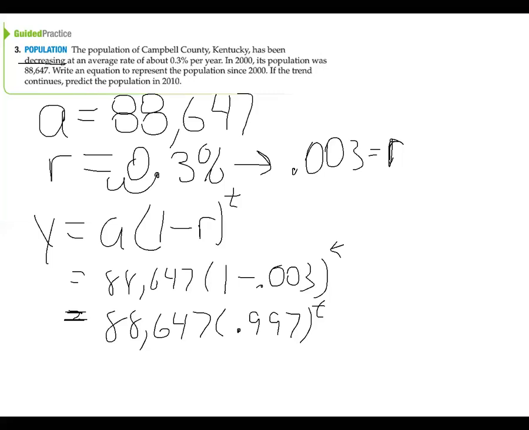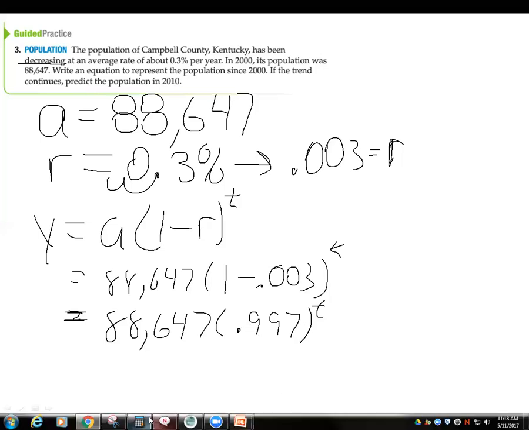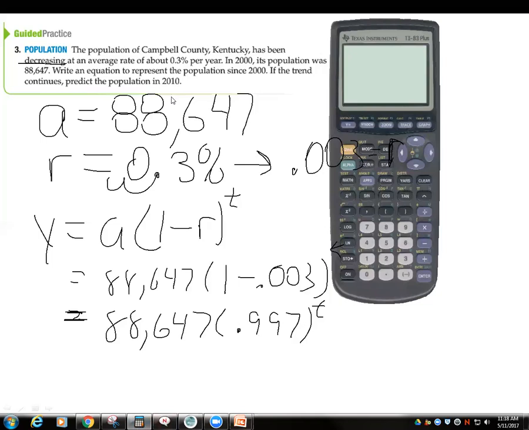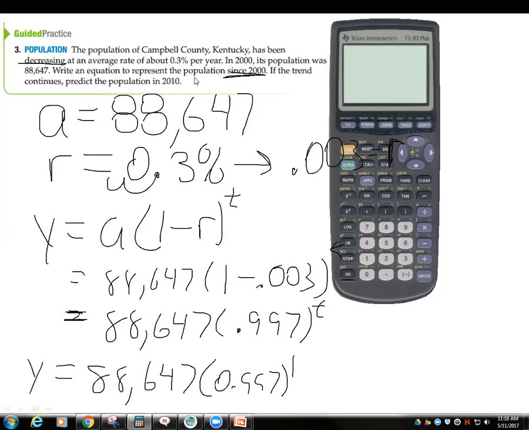If the problem is exponential decay, then when you get this number in the parentheses here, it should be less than 1. Okay? Now, all we have to do to get the population in 2010 is not put in 2010, because remember, t represents the number of years since 2000. So y is equal to 88,647 times 0.997. In 2010, that's 10 years after 2000, so you plug in a 10.